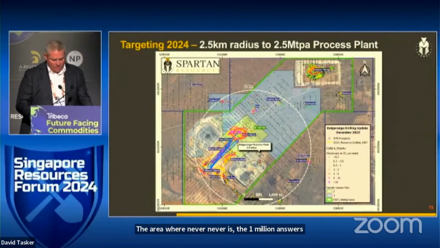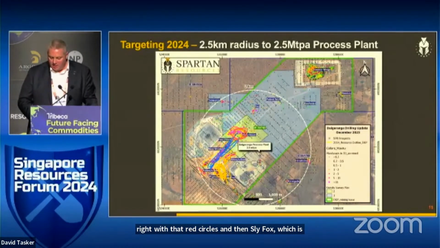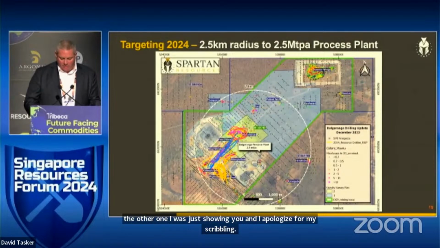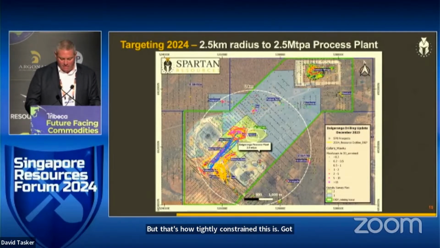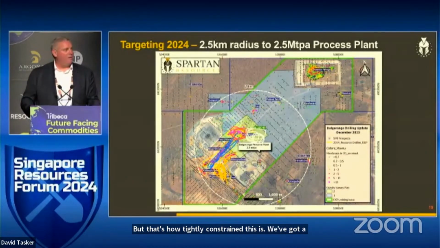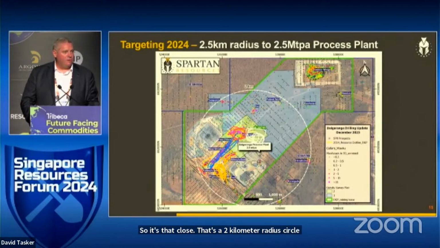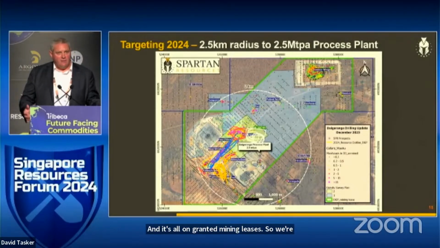And then Sly Fox, which is the other one I was just showing you, and I apologise for my scribbling, but that's how tightly constrained this is. We've got a mill that sits right there. So it's that close. That's a 2-kilometre radius circle around those pits or those deposits, and it's all on granted mining leases. So we're very close to permitting anything we find.